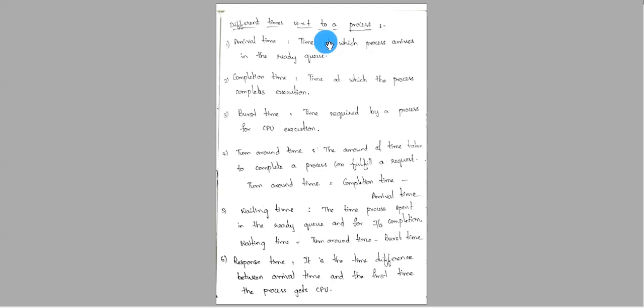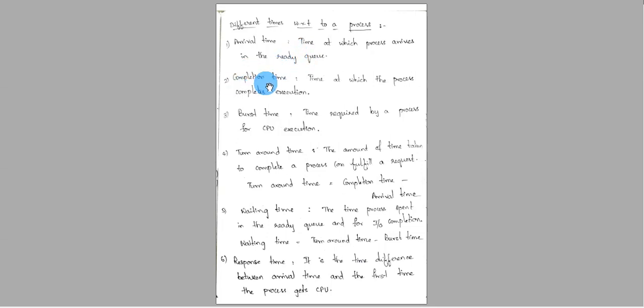We are going to see about different times with respect to a process. So first, arrival time. It is the time at which a process arrives in the ready queue. So we saw about the ready queue previously. In that ready queue, the time at which the process arrives is known as arrival time.